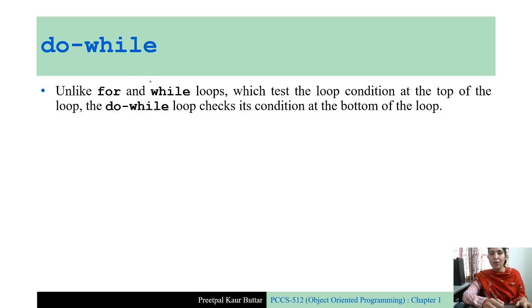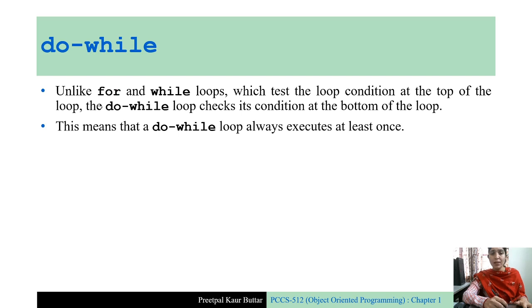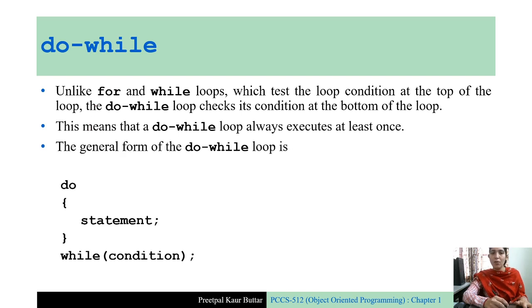In the for and while loops, the condition is tested before entering the body of the loop, before executing the body of the loop. But in do while, the condition is tested after executing the body of the loop. This means that a do while loop is always executed once. How? Let us understand with the help of an example. But before that, we see the general form of the do while loop.